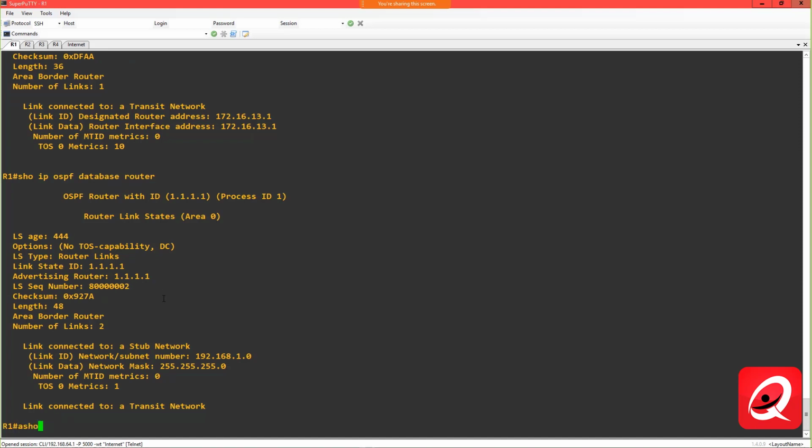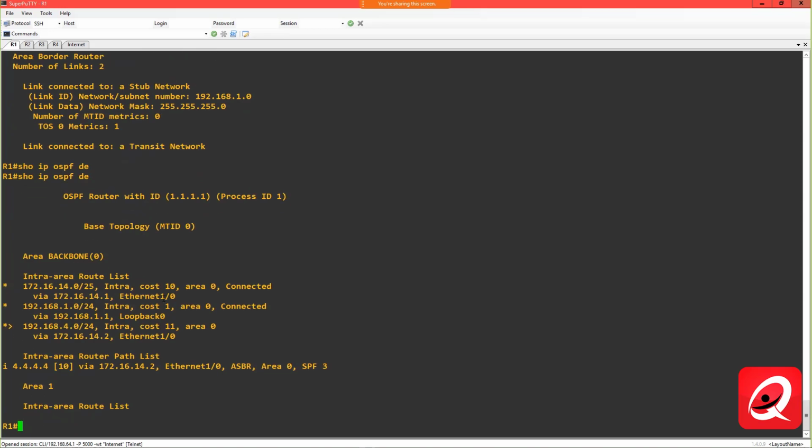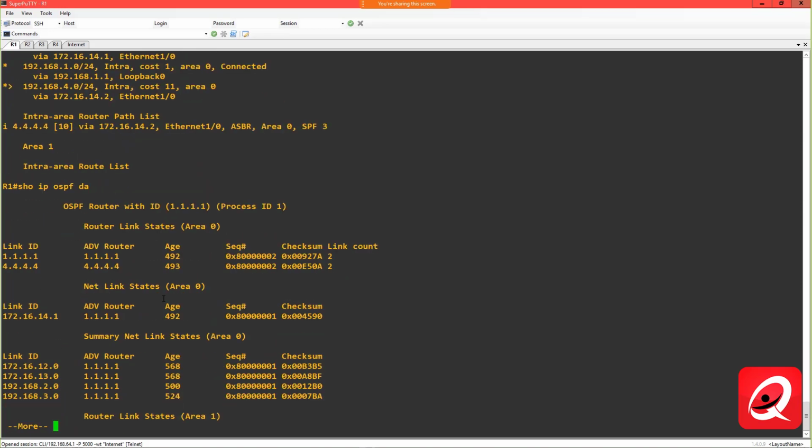In fact, if I do a show ip ospf database, I can see 1 here. I've got an LSA that I received from router 1.1.1.1. This is a net link state LSA, so it's a type 2 LSA. And it has a sequence number of 80000001. That indicates that that's the only advertisement I've received about that. That's the only type 2 LSA I've received from that particular advertising router related to that particular link.